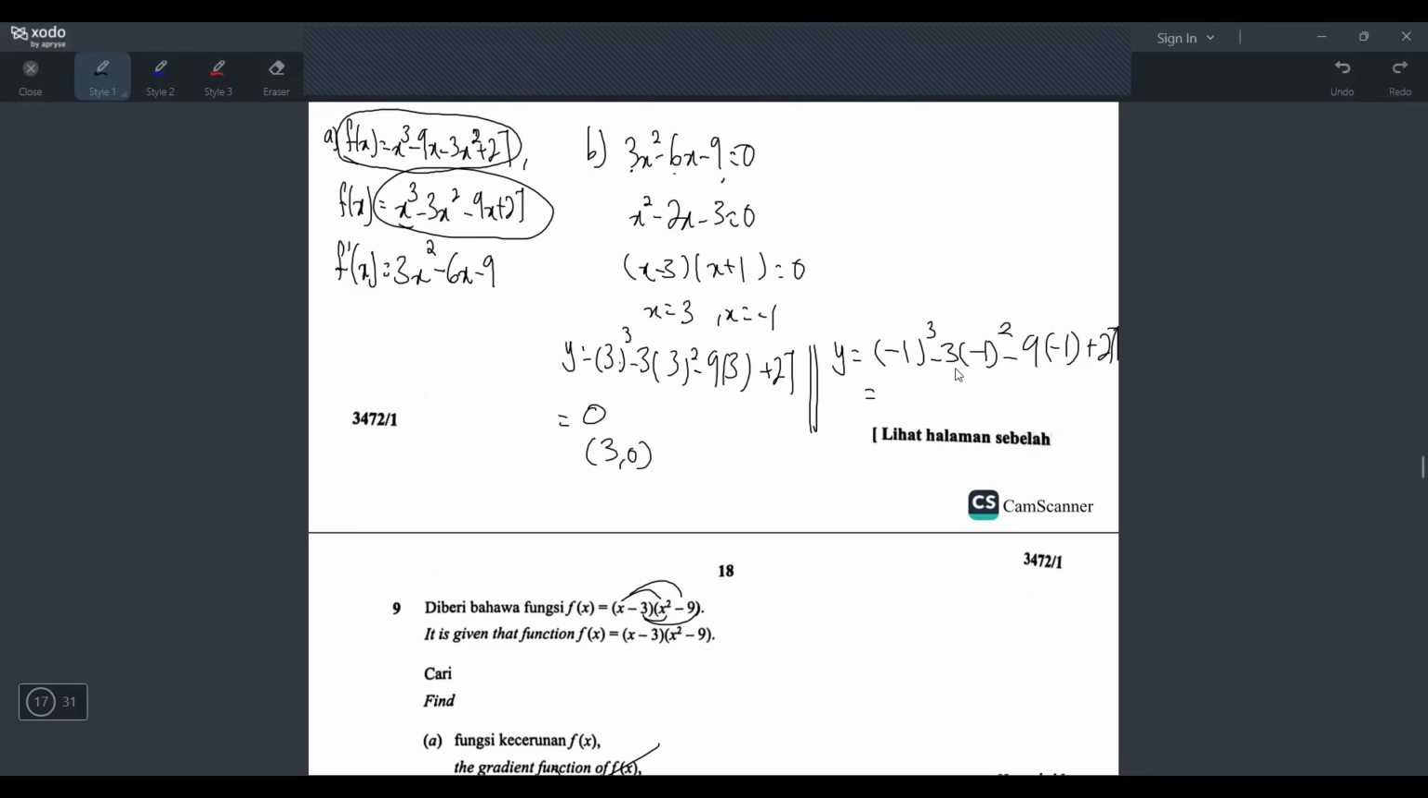And then the other one, negative 1 power 3 is negative 1. So negative 1 and then minus 3 negative 1 square is positive 1, plus 9, plus 27. Okay, my calculator gives me 32 for the other one. So the other turning point is negative 1, 32. So I already managed to get the coordinates of the stationary point, the turning point, right?